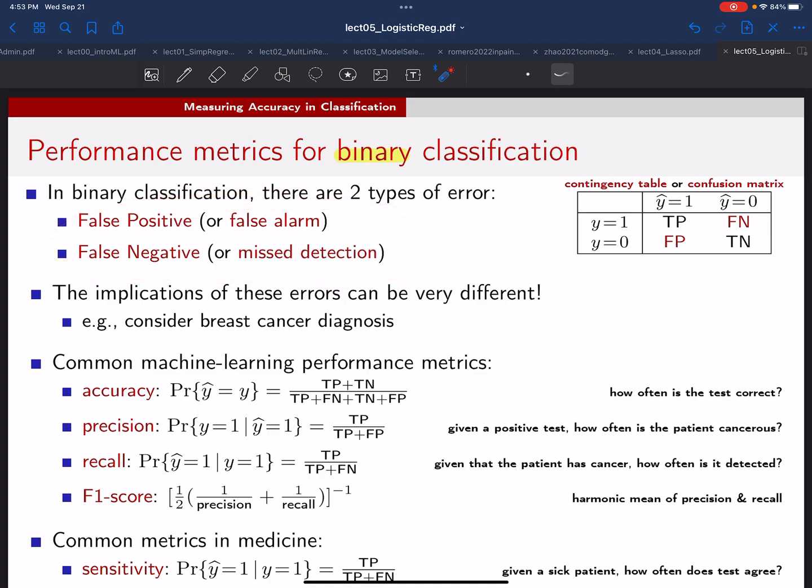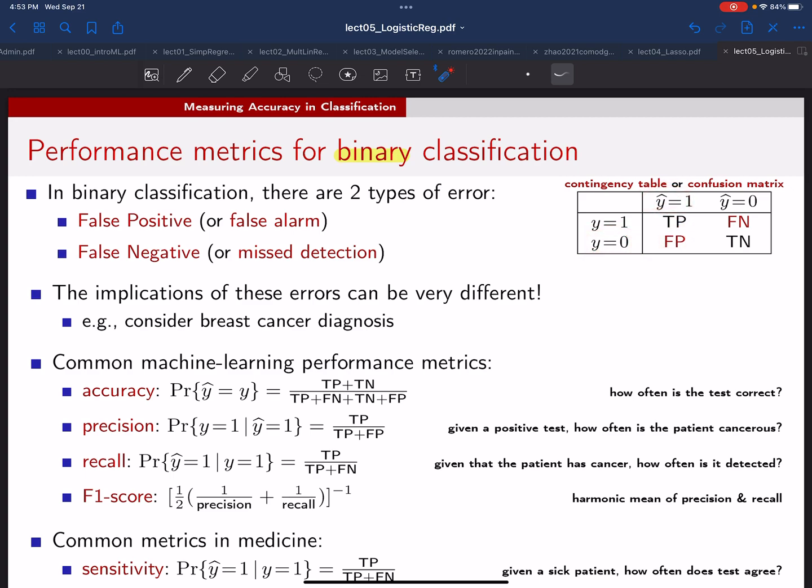So let's talk about one like cancer diagnosis. Let's say that you do not have cancer. So that would be true label is 0. But you go and you get tested and somehow your test comes back positive. Okay, so that would be a false positive.